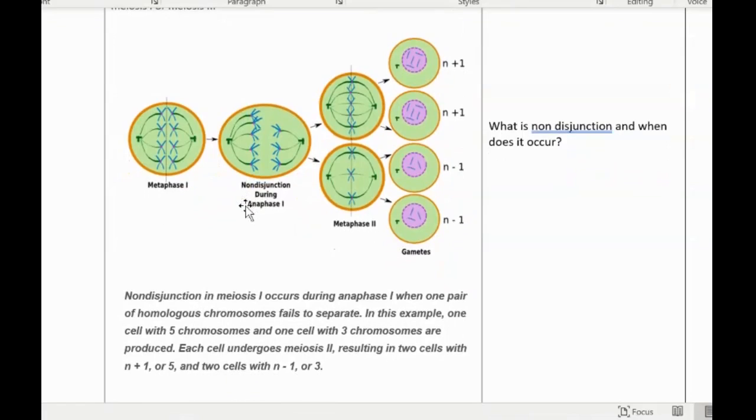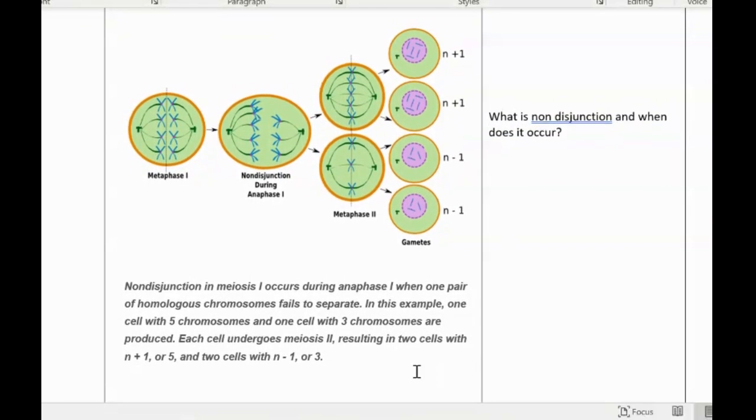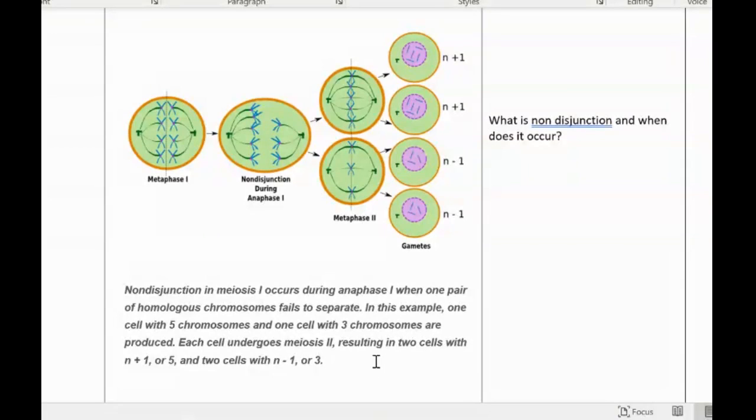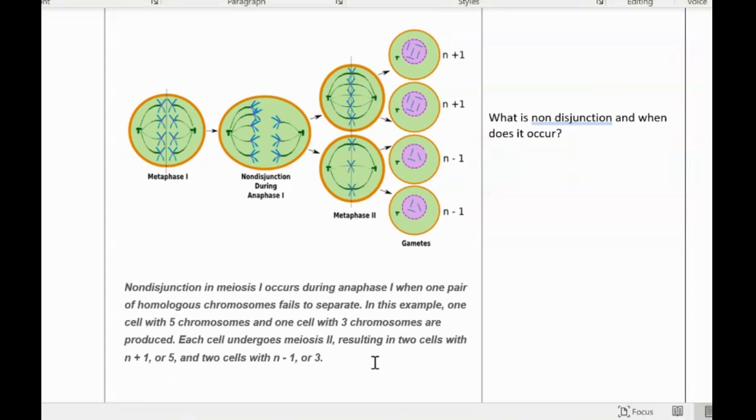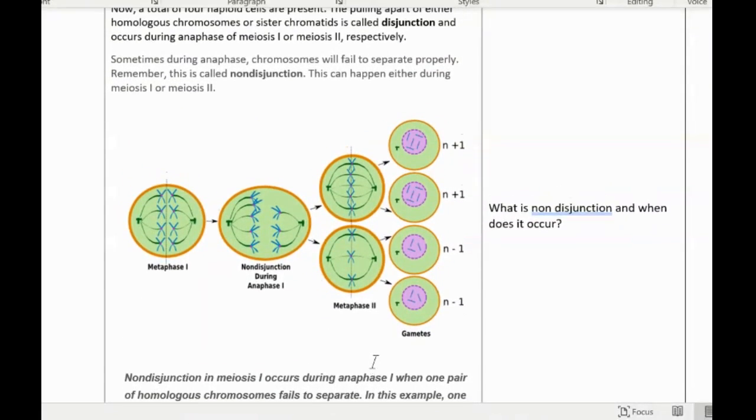Non-disjunction in meiosis 1 occurs during anaphase 1 when one pair of homologous chromosomes fails to separate. In this example, you have cells with 5 chromosomes and then cells with 3 chromosomes that are produced. So each cell that undergoes meiosis 2 results in 2 cells with n plus 1, or 5, and then 2 cells with n minus 1, or 3. That diagram is showing you non-disjunction.